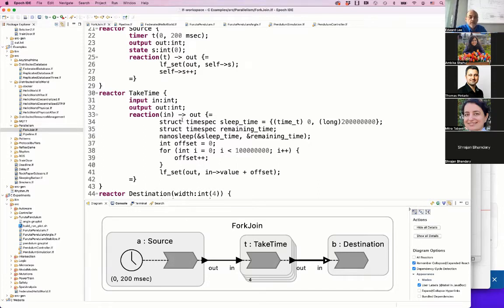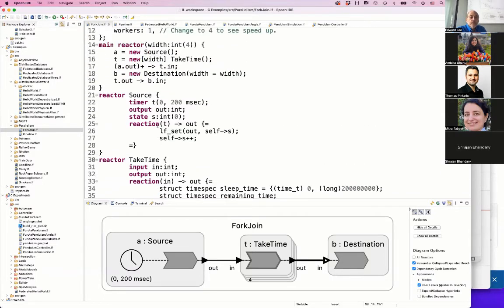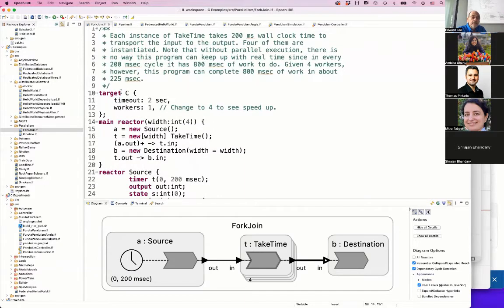All right, so this is a fairly common sort of situation, but this particular program is just a kind of simulation of a scenario where the worker reaction is this one, and it's just simulating work by going to sleep, in this case. So it just takes a chunk of time to execute, and then it produces some result. So there's a target parameter which specifies the number of workers.